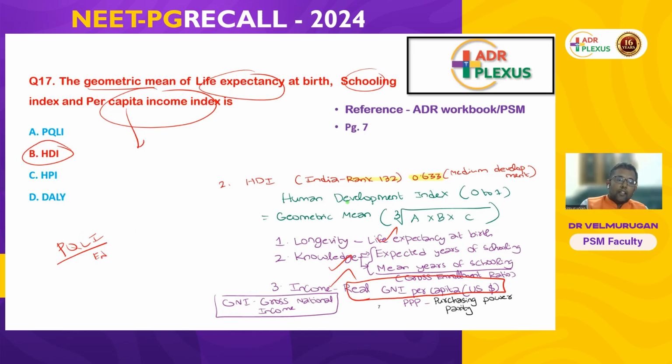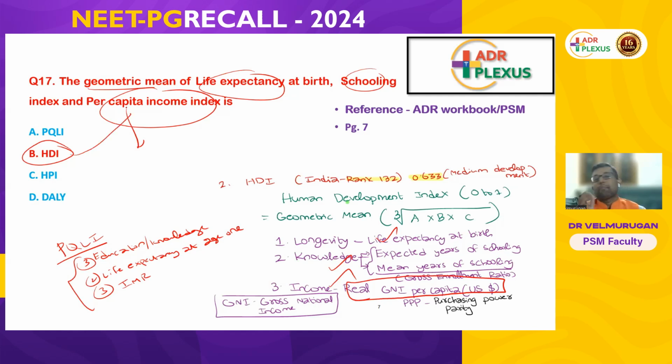PQLI has education, that is the knowledge. And then the second one is life expectancy at age 1. Third one is IMR, infant mortality rate. So only these three things make up the PQLI. And if you see here, HDI only has a special thing called the per capita income, real gross national income per capita.